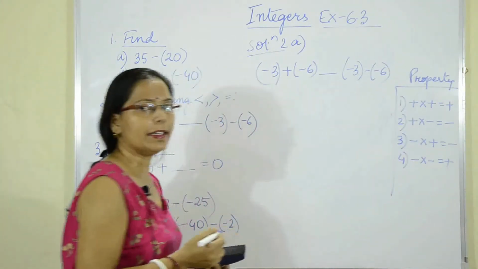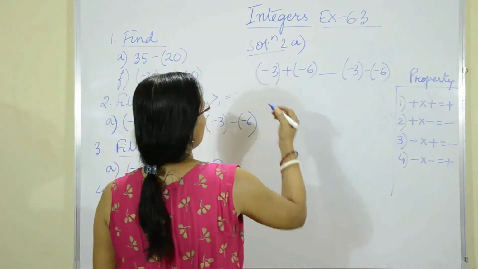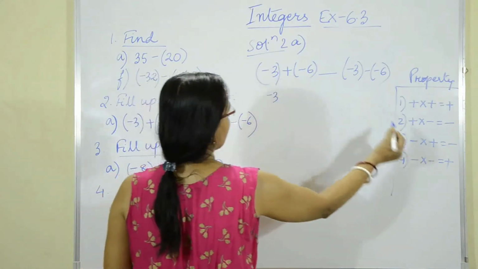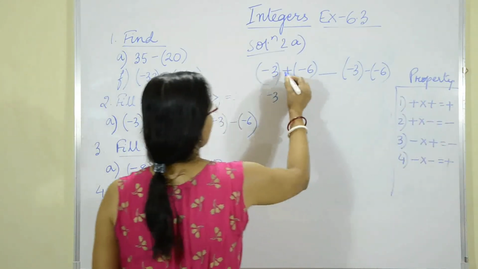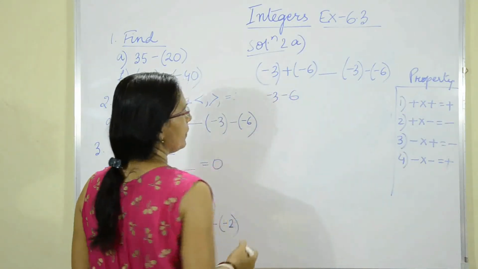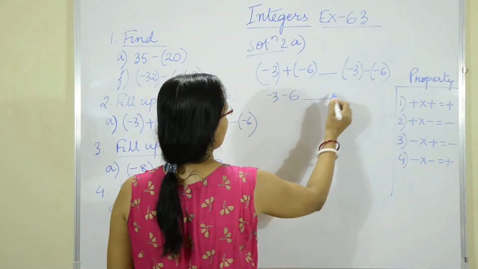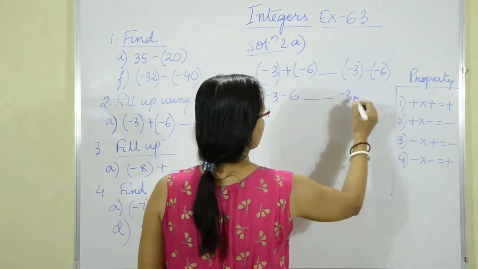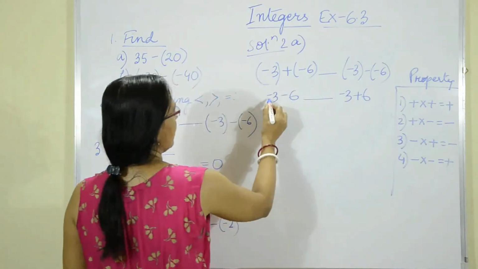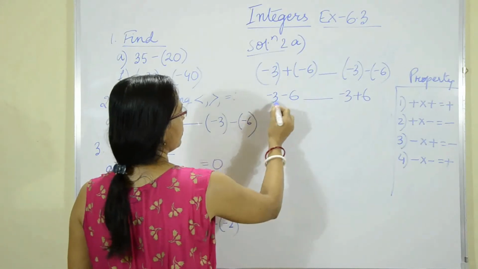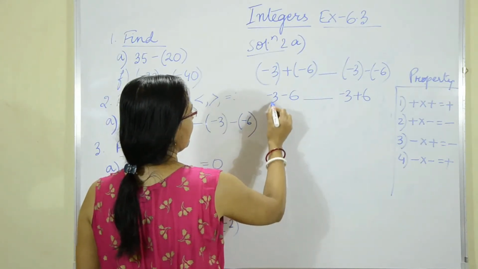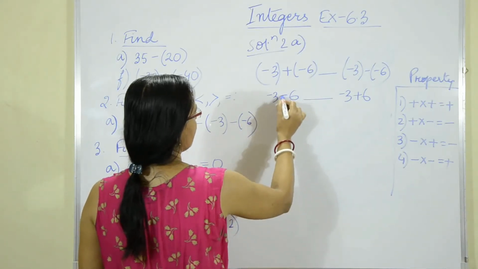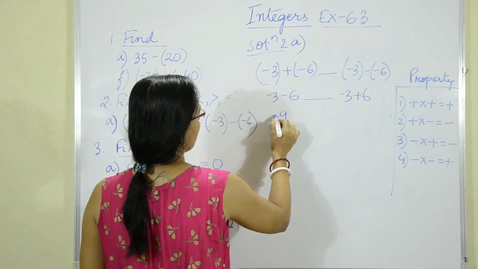Normally we will have to do mental calculation, but I am showing you the steps how to do it. Minus 3, I am removing the bracket, plus into minus is minus. So this will become minus 6. I have removed the bracket. Now there is a gap here, and this side is minus 3, minus into minus is plus 6. Now when both are minus, then we add. 6 plus 3 is 9, and what is the sign with the greater number? Minus. So it will be minus.